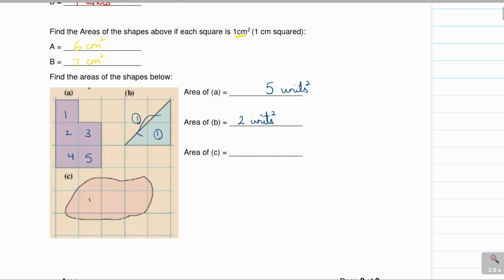And C is 1, 2, 3. And we could use these 2 here to make another 1. And then we could use, let's see, these 4 pieces here to make another 1. And we could use these 4 pieces here to make another 1. So we have 3, 4, 5, 6. That's 6 units squared. Alright, so we have 6 units squared here for this irregular shape at the bottom.